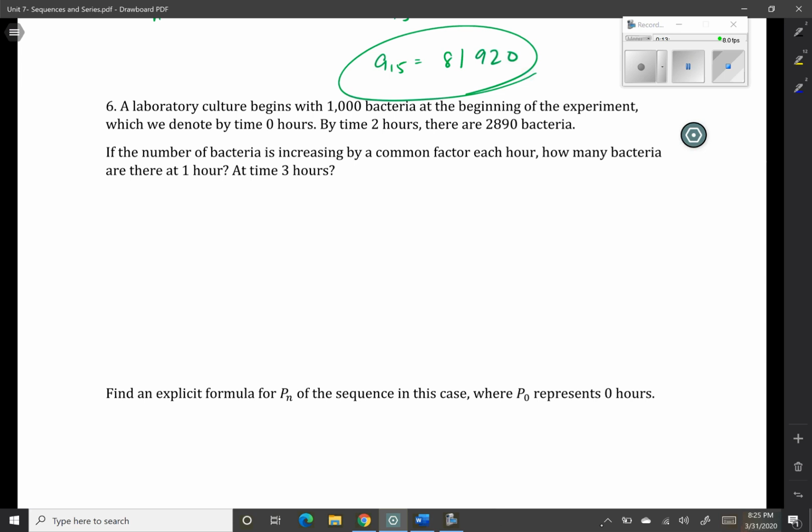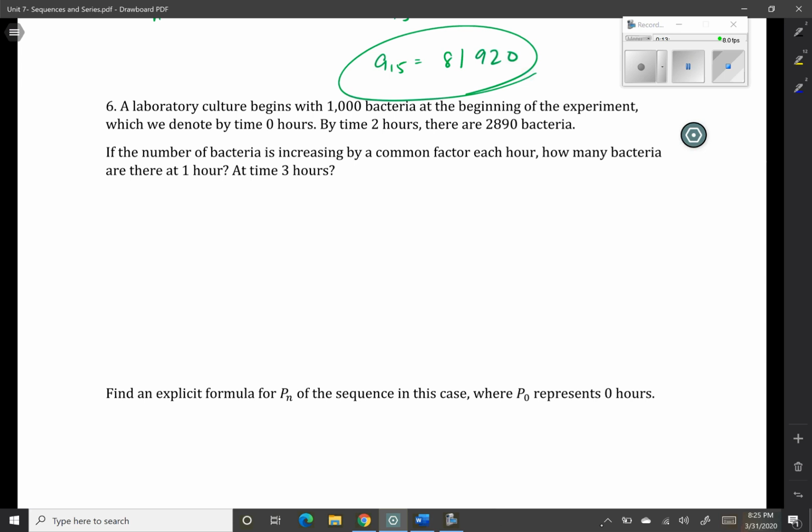So that sentence is telling you that we're talking about a sequence. We're not talking about an exponential function. An exponential function is going to take into consideration every single second and minute that's happening and how much it's increasing at that time. This is saying that it's increasing at a common factor every single hour. So every hour it's going to go up by a number, not every minute or second, etc. And it wants us to figure out how many bacteria there are at 1 hour and at 3 hours.